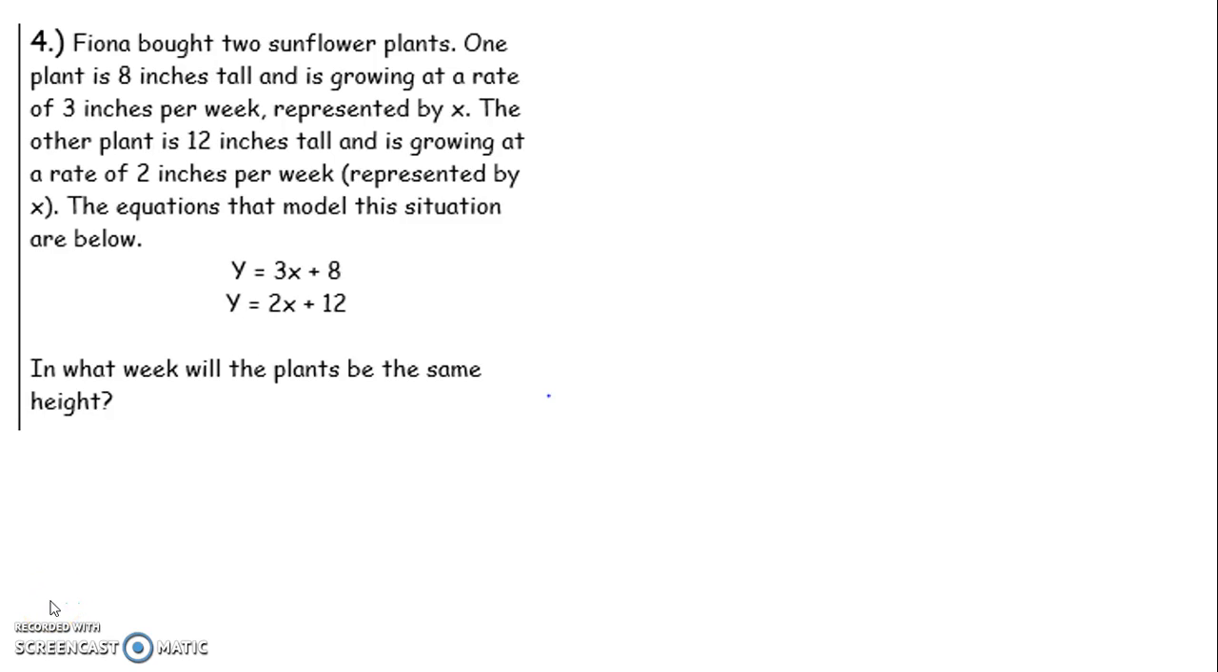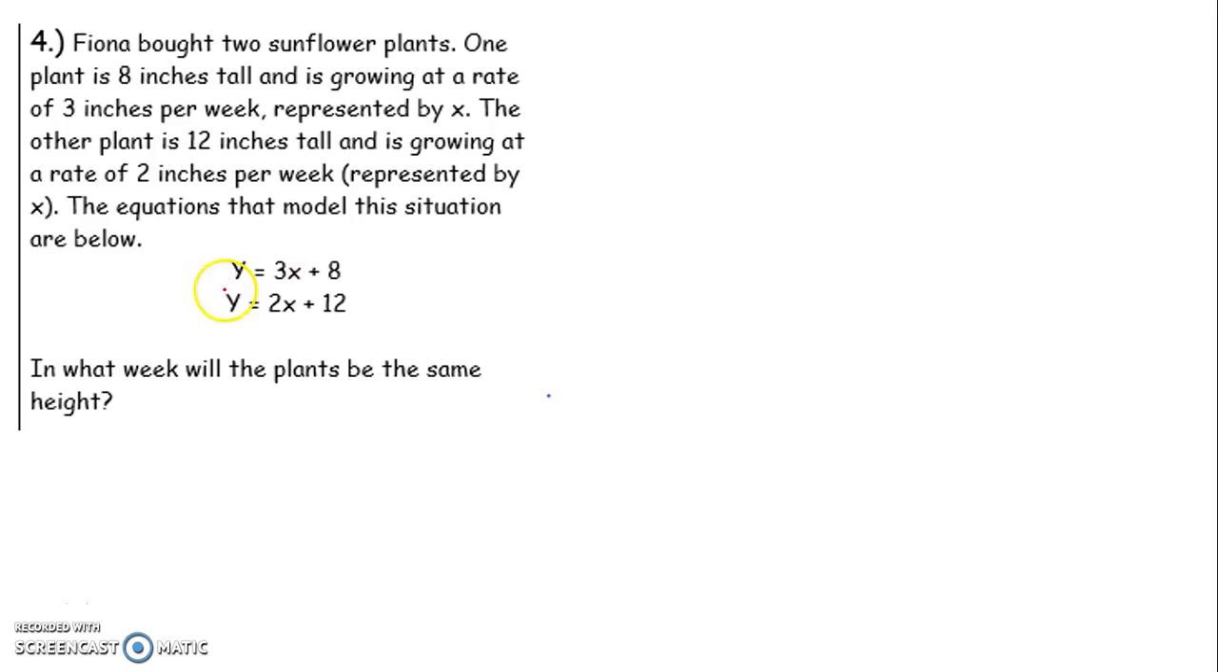All right, Lindsay, this video is going to continue working through some problems on CR27 with you. Let's take a look at number 4. It says Fiona bought 2 sunflower plants. One plant is 8 inches tall and growing at a rate of 3 inches per week, represented by X.